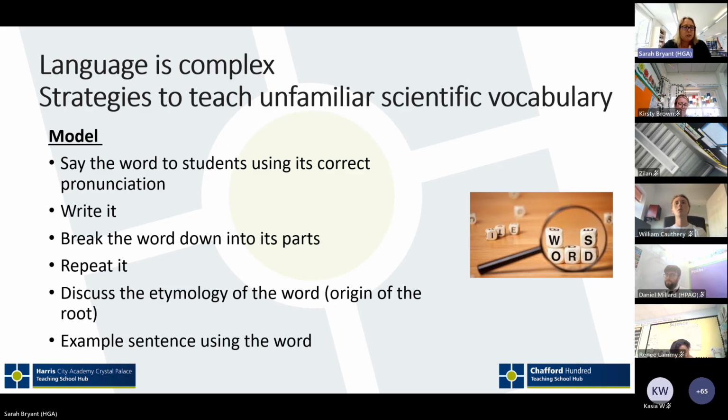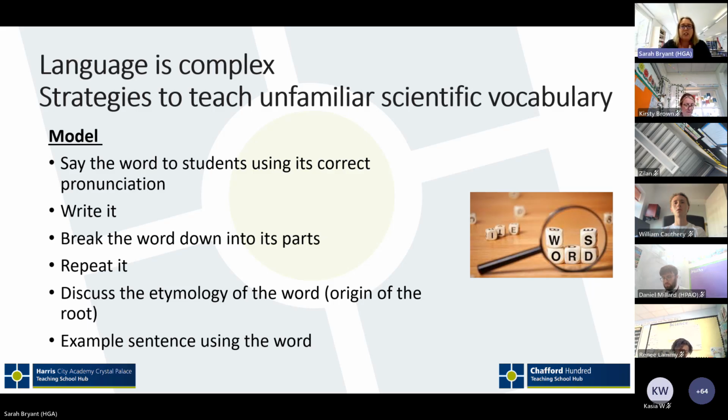Break the word down into its parts, repeat it, and discuss the etymology of the word, which means the origin or the root of the word. And we need to provide example sentences that use that word.